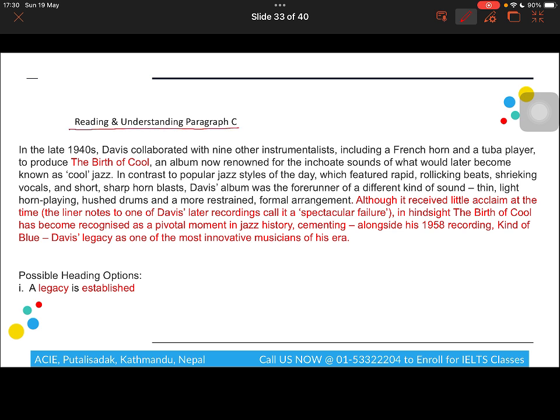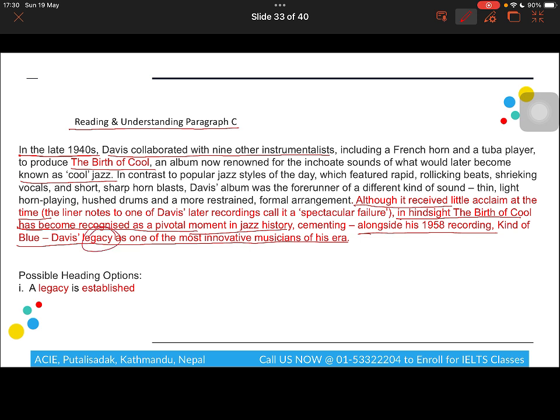Now let us read and understand paragraph C. As we read the first few lines: in the late 1940s, Davis collaborated with 9 other instrumentalists, including a French horn and a tuba player, to produce The Birth of Cool, what would later become known as cool jazz. Although it received little acclaim at the time, in hindsight, The Birth of Cool has become recognized as a pivotal moment in jazz. Alongside his 1959 Kind of Blue, Davis's legacy as one of the most innovative.